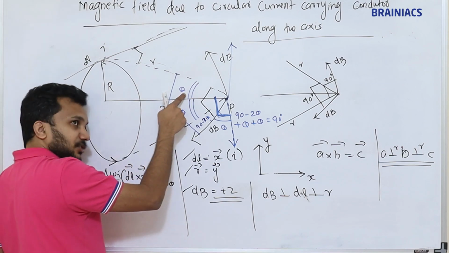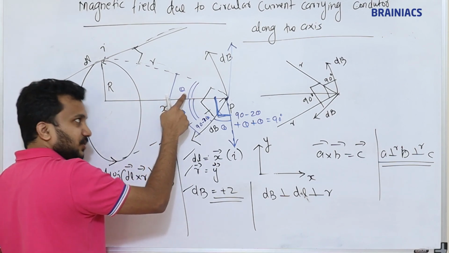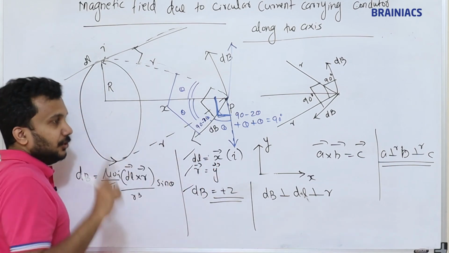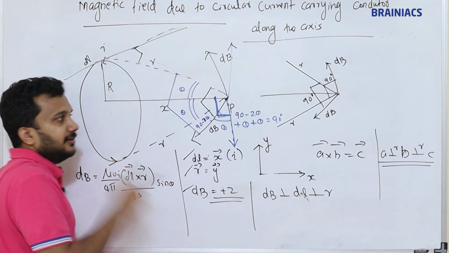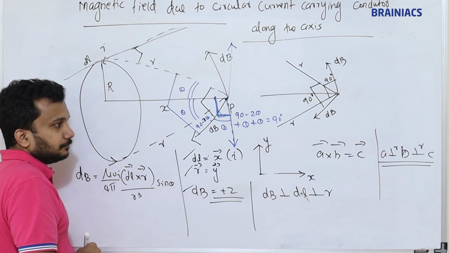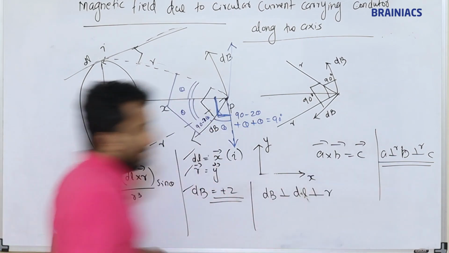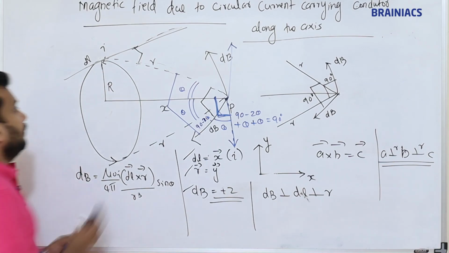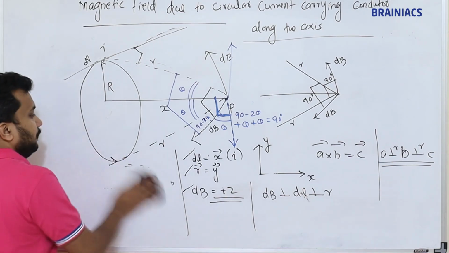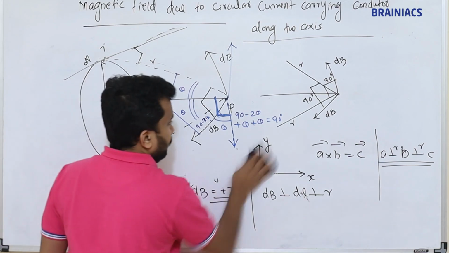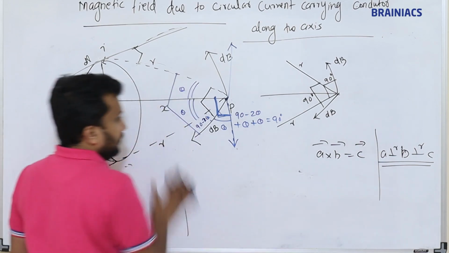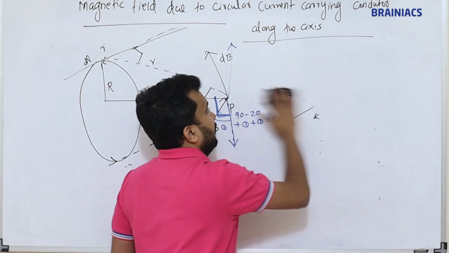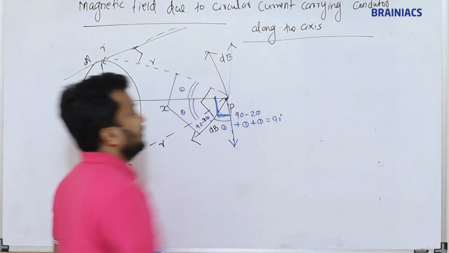This angle I have assumed as theta with respect to the horizontal, then this angle will also come as theta. In your notebook, use different colors and try to draw this diagram. Okay, so all this is clear. I need some space over here, then we'll continue from there. So this part is clear to you, and we have to continue from here. Now this is theta.